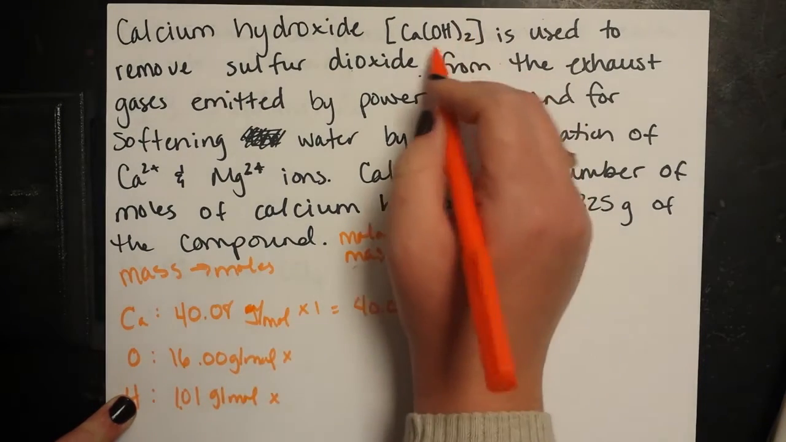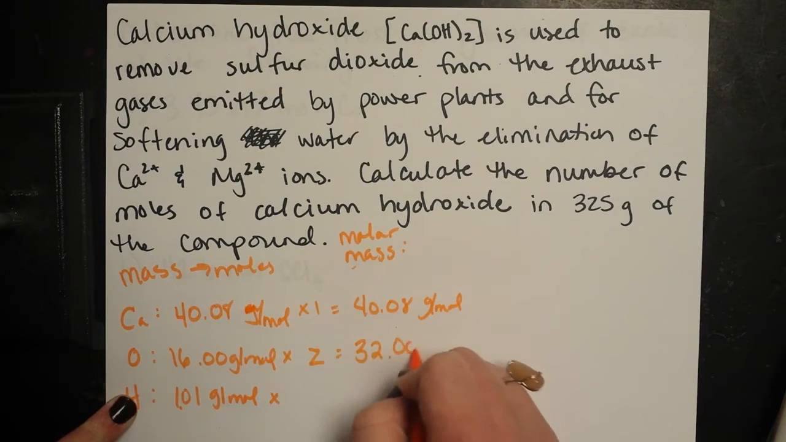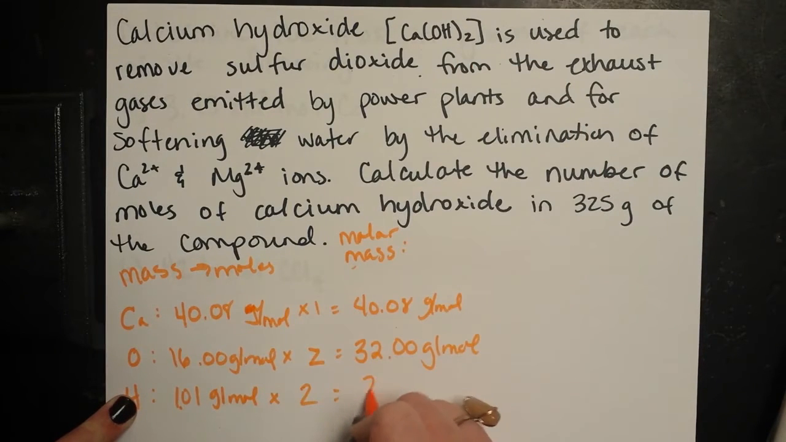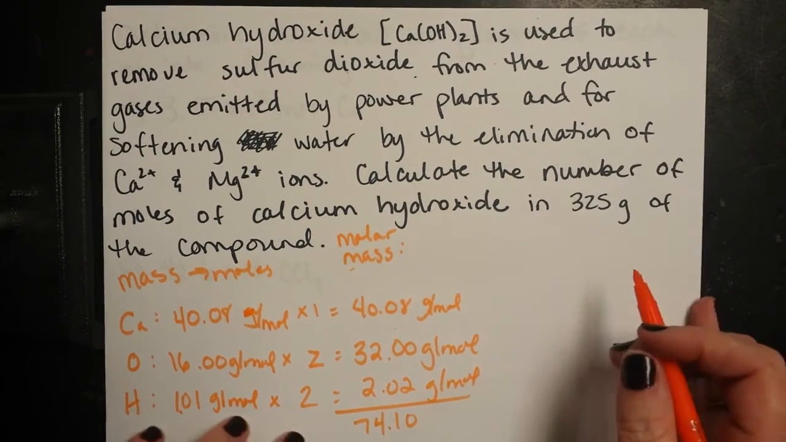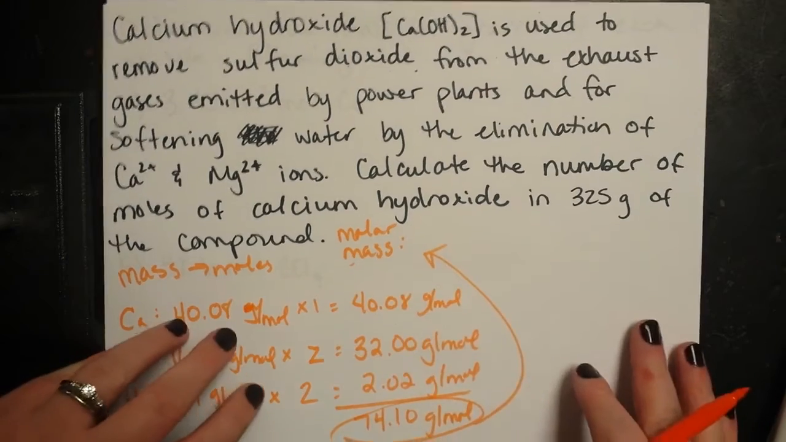We've got 1 calcium, 2 oxygens, and 2 hydrogens. So if you add those up, you get 74.10 grams per mole. Again, that's just the molar mass for us to use as a conversion factor.